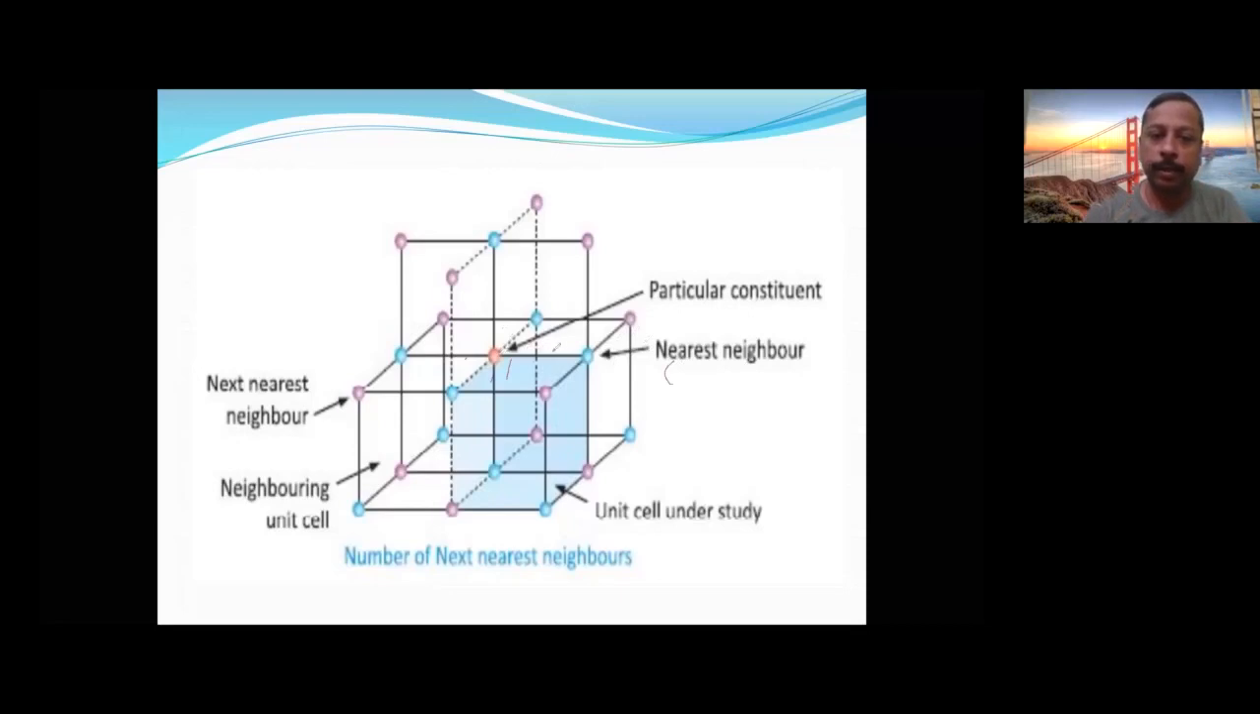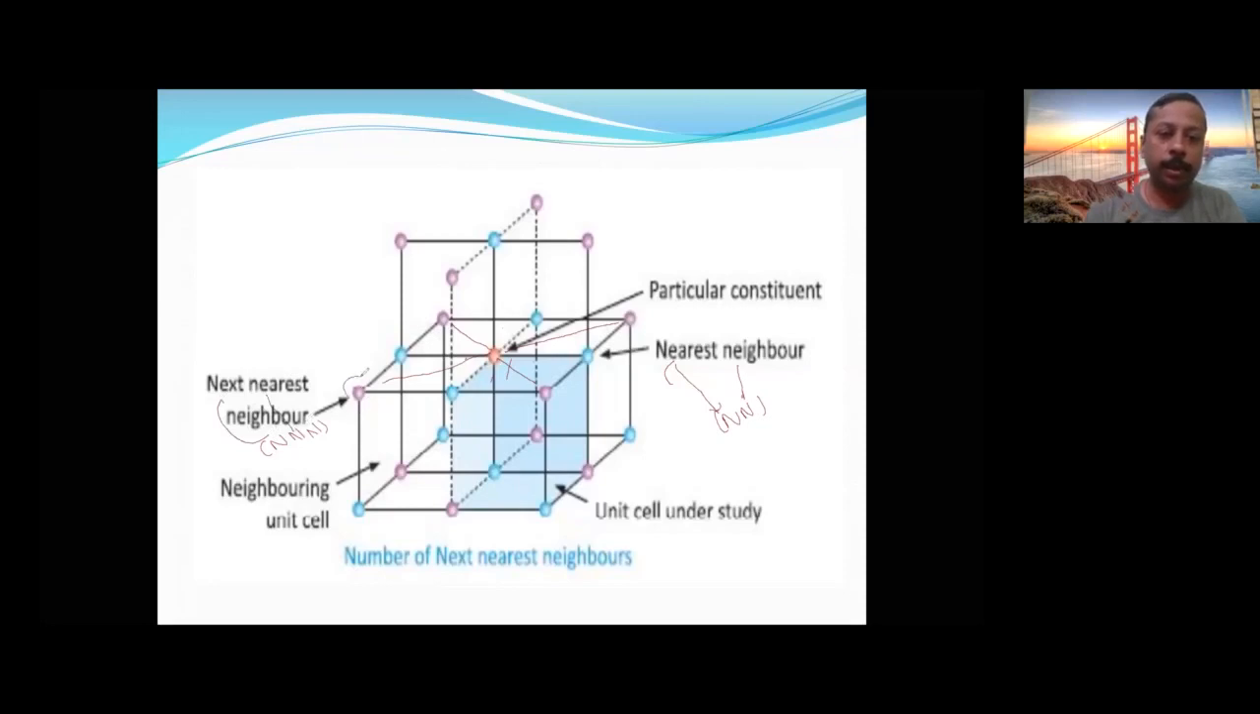This is the nearest neighbor with respect to this cell. Next, the next nearest neighbors, shown in purple color. Here NN means nearest neighbor, and the next nearest neighbors are NNN. Is it understood? The first N stands for nearest, the second N stands for neighbor, and here N stands for next and nearest neighbors.